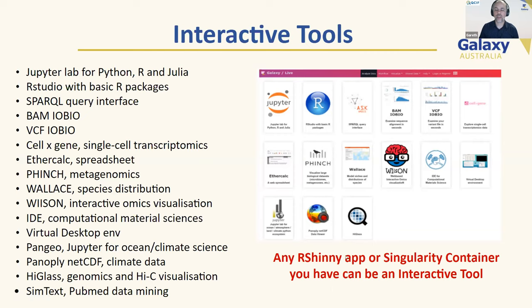And the take-home message really is if you have an RShiny app or a Singularity container, it can be made available in Galaxy to really take your analysis from what might be a more fixed GUI interface where we provide you with the settings for the tools to a much more interactive environment. So you have a fully functioning RStudio, a fully functioning Jupyter Lab inside Galaxy to allow you to manipulate your data, to produce more complex graphs, et cetera, visualize bands, VCFs, and so on and so forth.